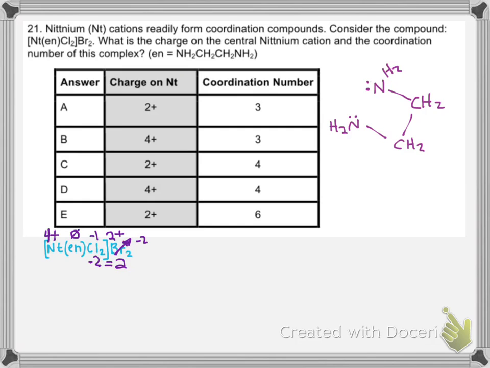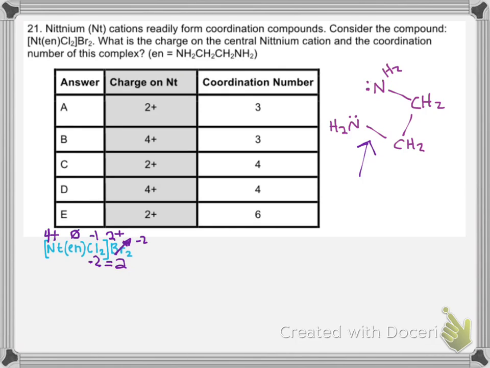So the coordination number, I like to think of as the number of parking spots available inside the coordination sphere. So it's how many lone pairs of electrons are being donated to the central metal. So I have up here the structure of ethylene diamine. And remember, ethylene diamine is a bidentate ligand. That means it can donate 2 lone pairs of electrons to the central metal.